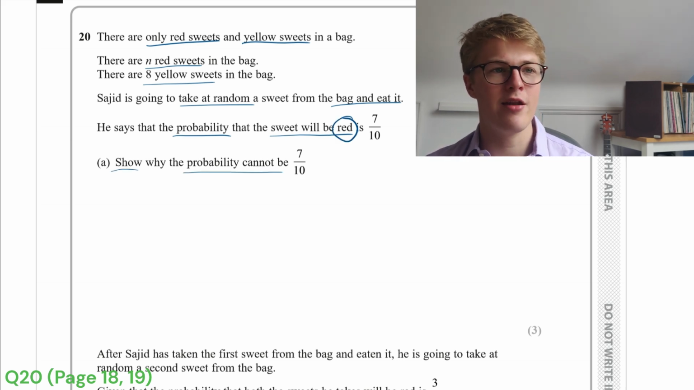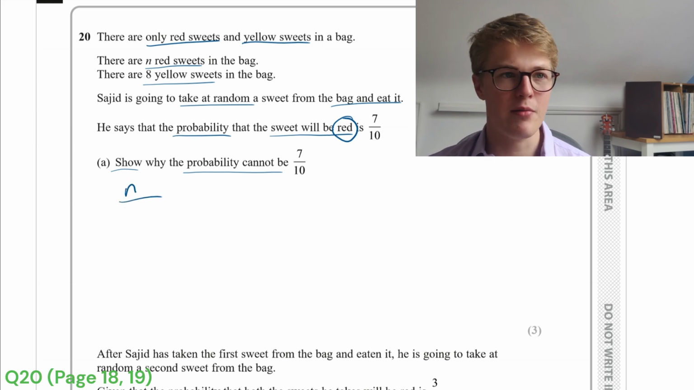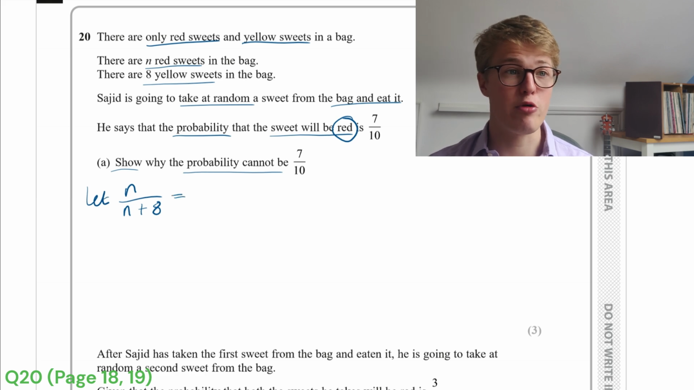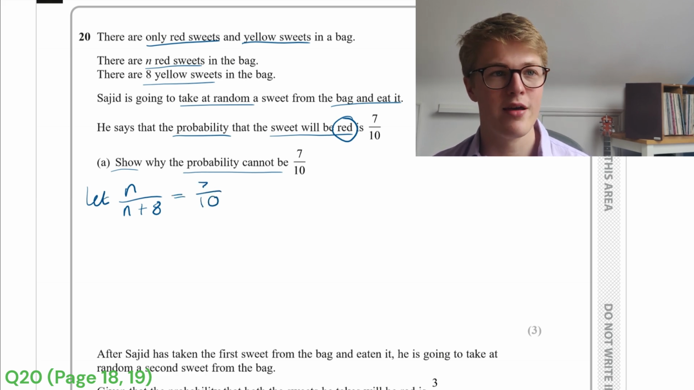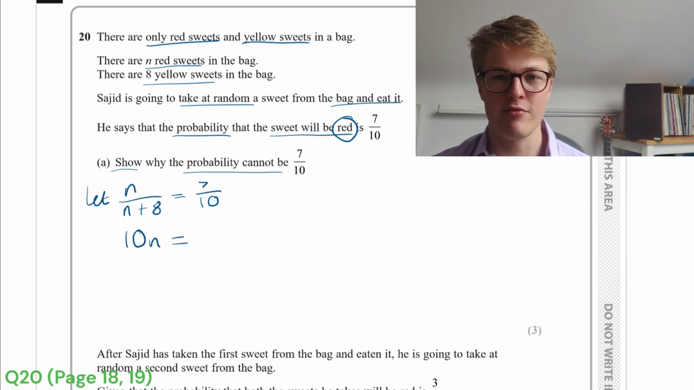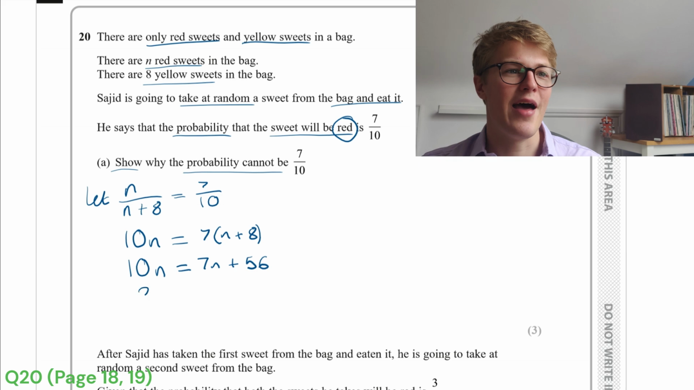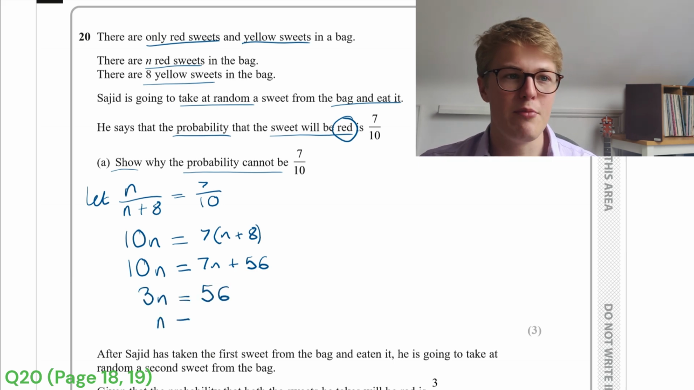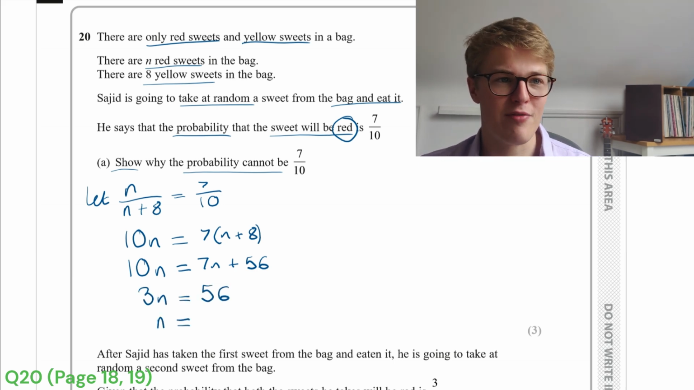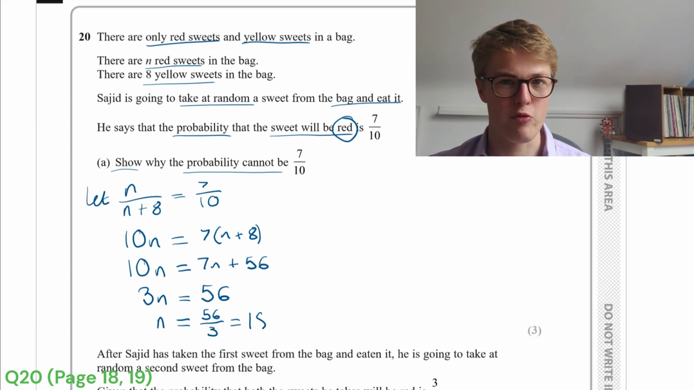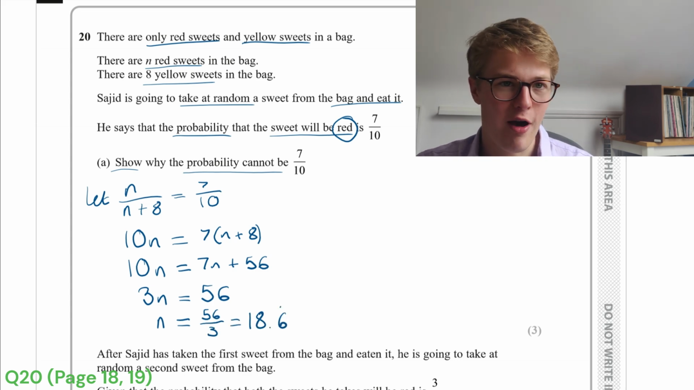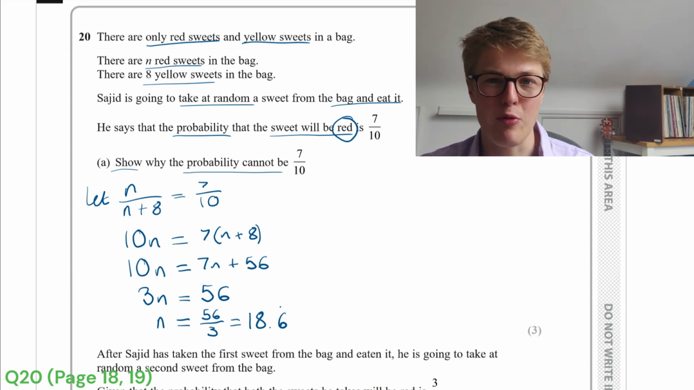So let's say that n over n plus 8 is equal to 7 over 10. Because remember, there's n red sweets in the bag, and then there's going to be n plus 8 sweets in total, and this is going to be 7 over 10, and we're going to assume that it's true for now. Therefore, 10n is going to be equal to 7 times n plus 8 when we multiply both sides to release the fractions. Then we have 10n is equal to 7n plus 56, and therefore 3n is 56. Then we divide both sides by 3, and we see that n is 56 over 3, which is 18.6 recurring. Since we've shown that n is not a whole number, that shows that the probability cannot be 7/10.